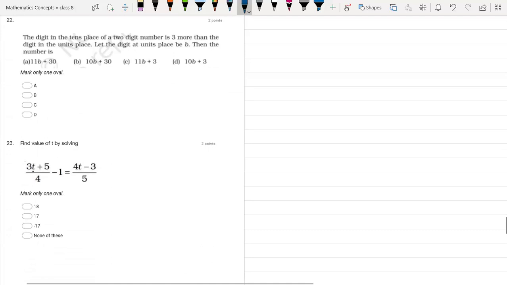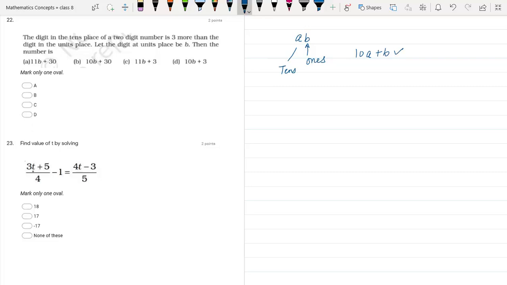Now in this question, the digit in the tens place of a 2-digit number is 3 more than the digit in the unit place. First of all, we all know in a 2-digit number, suppose AB, this is ones place, this is tens place and the number is actually 10A plus B. In a similar way we will solve this question.